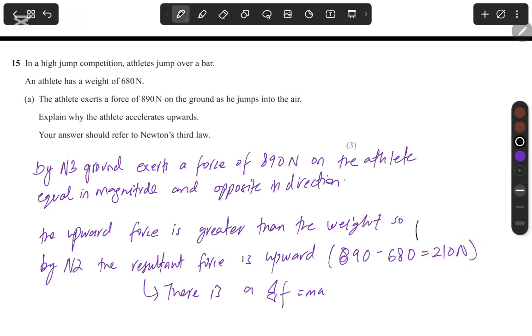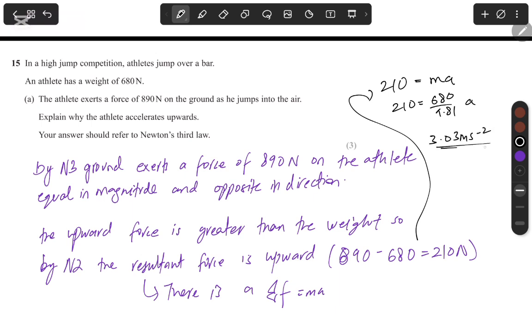So you can even calculate the acceleration here. So 210 is equal to MA. So 210 is equal to 680, which is the weight, divided by 9.81, which is going to be the mass, and you can calculate the acceleration from this. So the acceleration is going to be 3.03 meters per second squared. So that's going to be the acceleration. Alright, that's all for question 15. Now let's move on to the 6 marker, question 17.